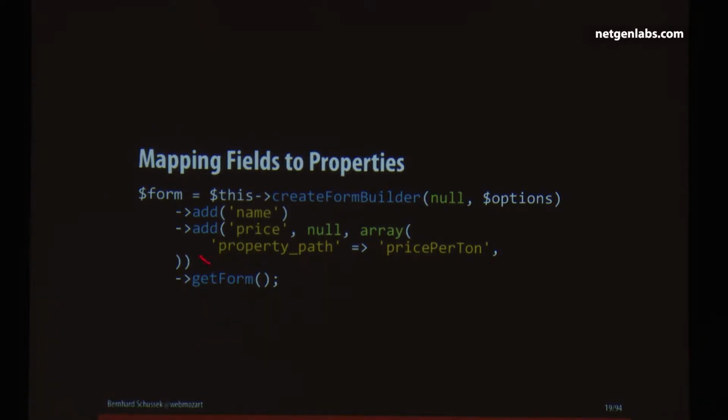For these cases where the fields in the form for some reason need to have a different name than the getters and setters in your object, you can use the property path option and specify the property that the field should access. So in this case, the price field will not use set price and get price, but set price per ton and get price per ton. This also works for array-based forms, when you have a name of a field that does not correspond, or that corresponds to a different key in the array. You can use the same option to configure that. Okay?